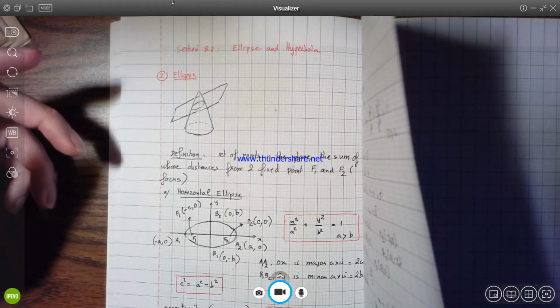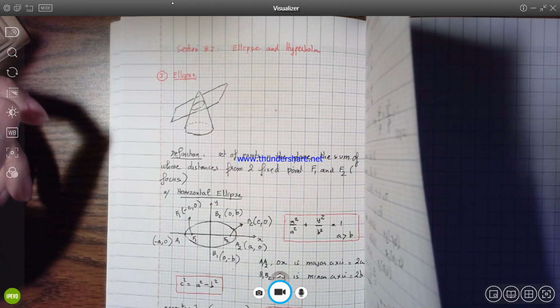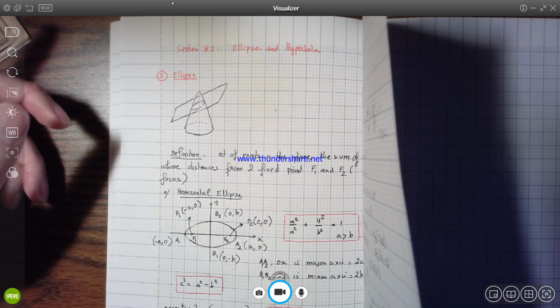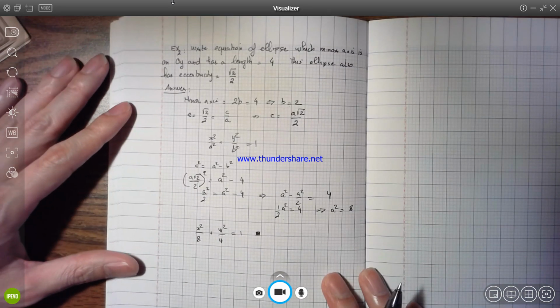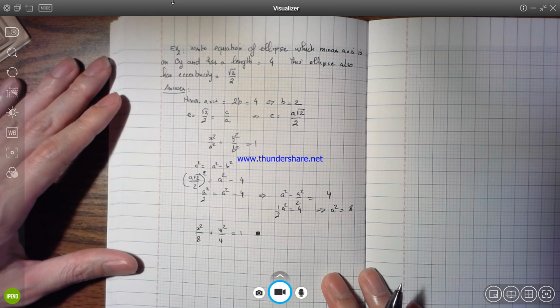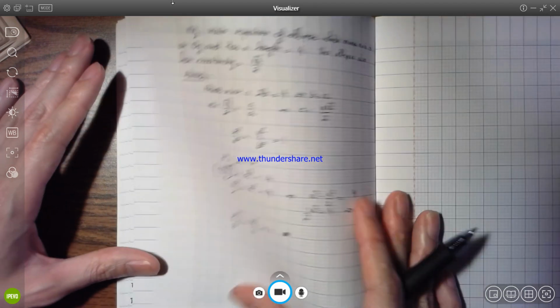Next, I'm still talking about a horizontal ellipse, but in this case, the center is not at the origin anymore. The center will be something else.